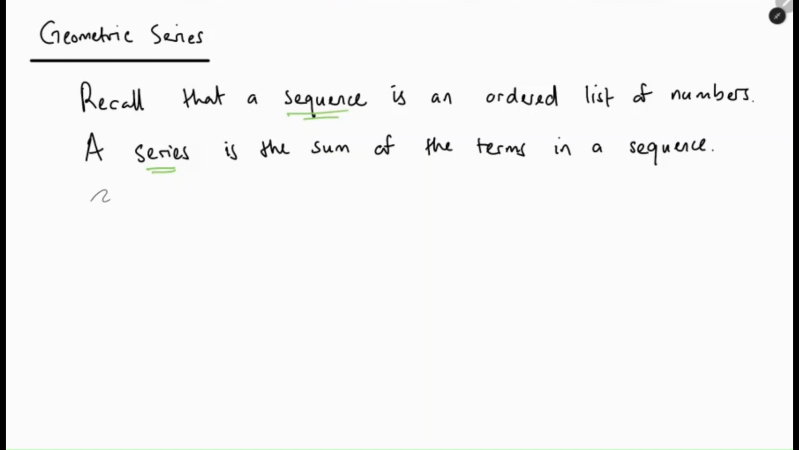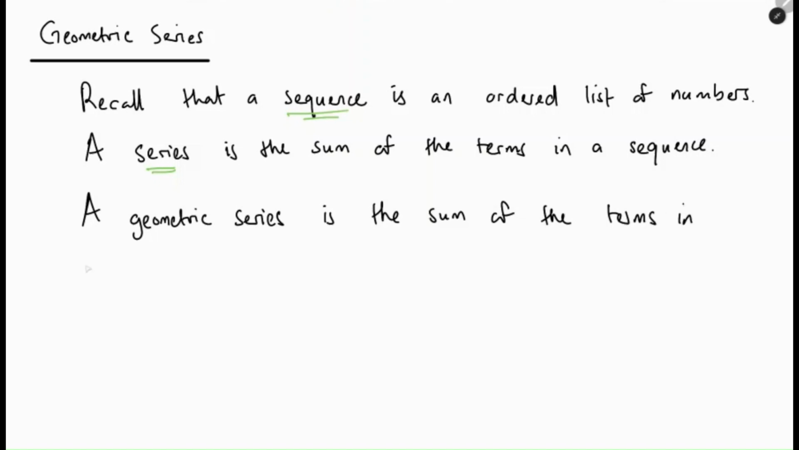But in this video, of course, we want to know about a geometric series. So what is a geometric series? You might be able to guess, it's a series, so it's the sum of the terms in a sequence. But what type of sequence? Well, of course, a geometric sequence. So a geometric series is the sum of the terms in a geometric sequence.